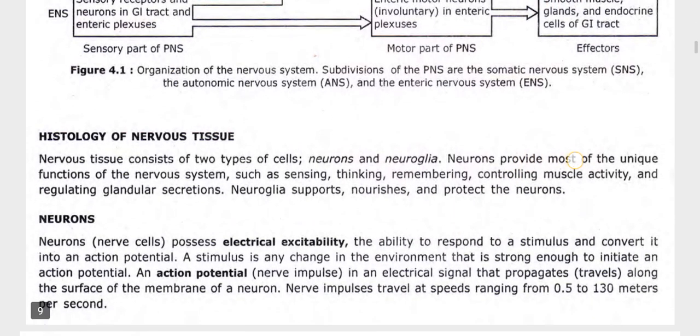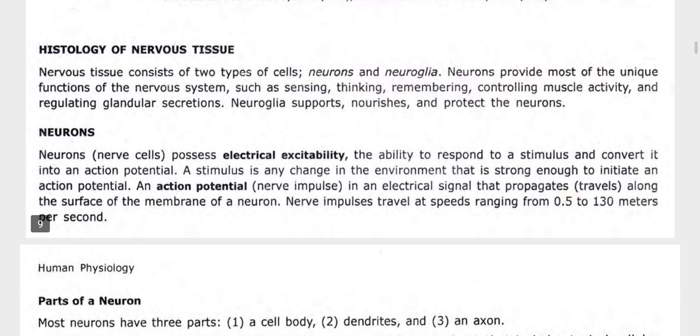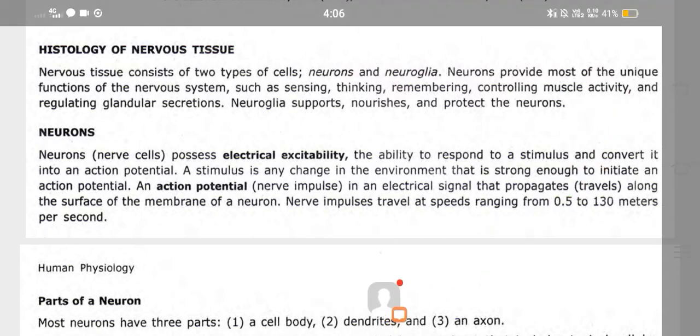Then histology of nerve tissue. Nerve tissue consists of two types of cells, neurons and neuroglia. Neurons provide most of the unique functions of the nervous system, such as sensing, thinking, remembering, controlling muscle activity, and regulating glandular secretions. Neuroglia support, nourish, and protect the neurons.